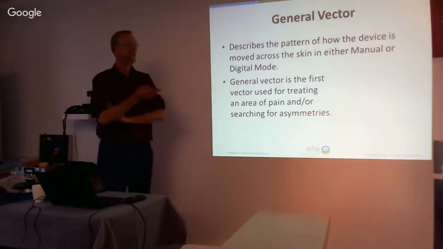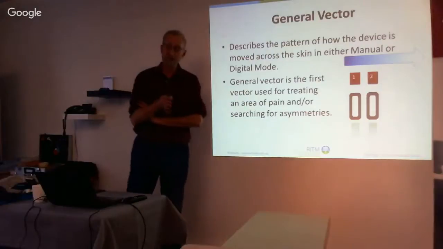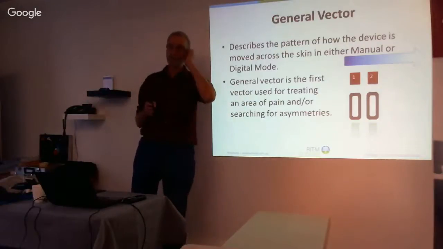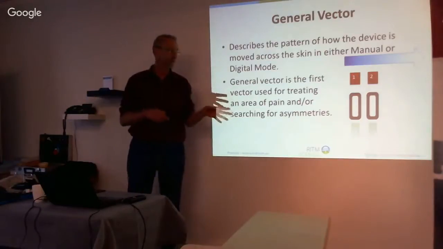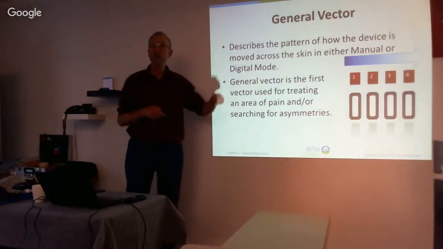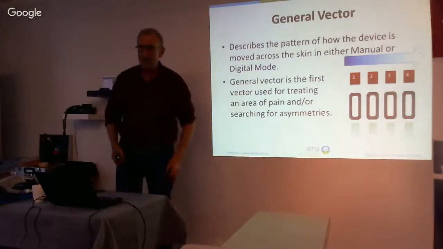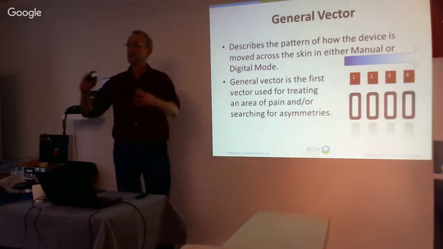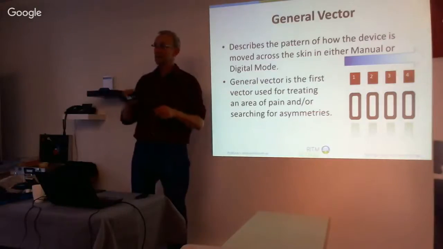So whenever you see a patient and they say they've got pain here, you start to work from top to bottom and from left to right. And it's always your position, your way of looking at the patient, not the patient's left and right, your left and right. And you move your device from top to bottom across an area. And you do it slowly. Can I demonstrate this on somebody? Would you like to come so I can show how to do the general vector?